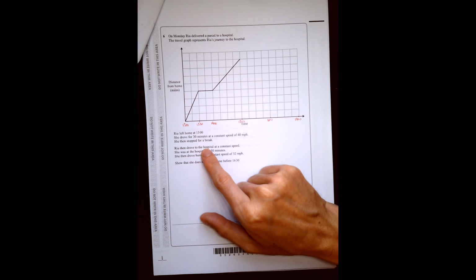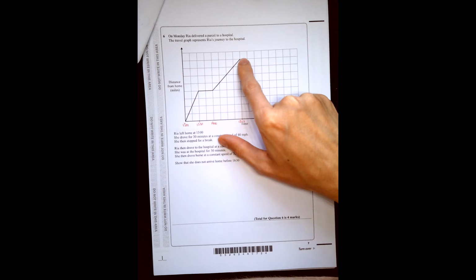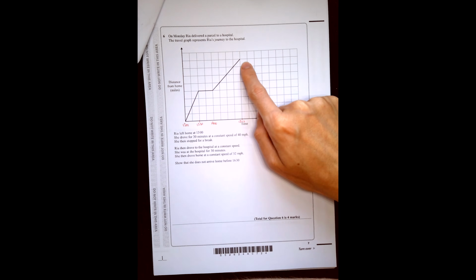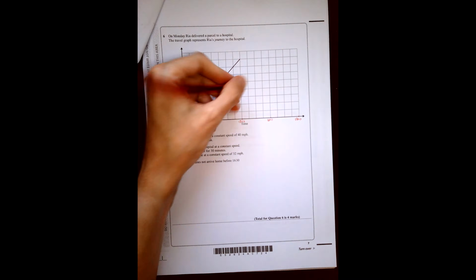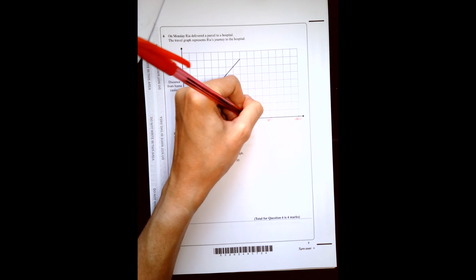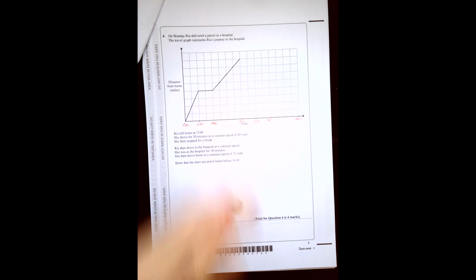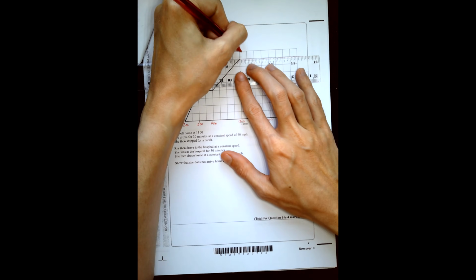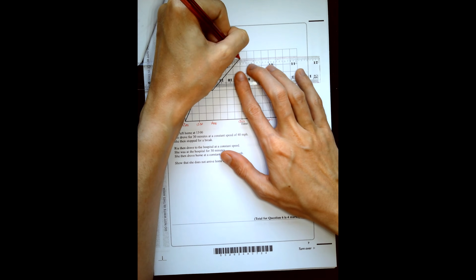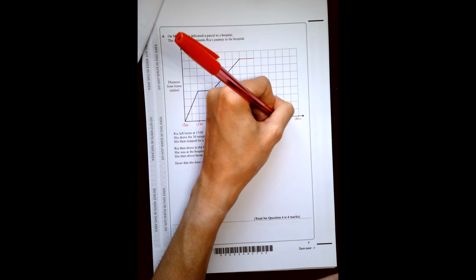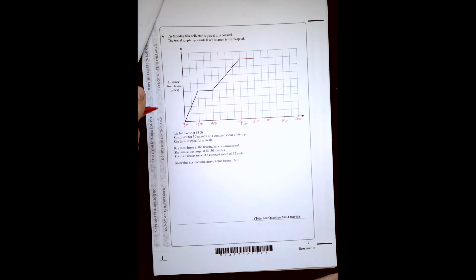Ria then drove to the hospital at a constant speed. So this is driving to hospital at constant speed. She was at the hospital for 30 minutes, so we're just going to be at the hospital until 3:30. So we need to fill that in with a straight line representing Ria being stationary. She then drove home at a constant speed of 32 miles per hour. Show that she does not arrive home before 4:30. Now 4:30 is here, so we need to show that she arrives after 4:30.